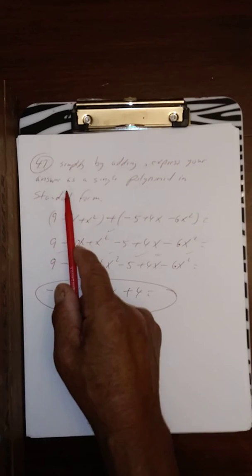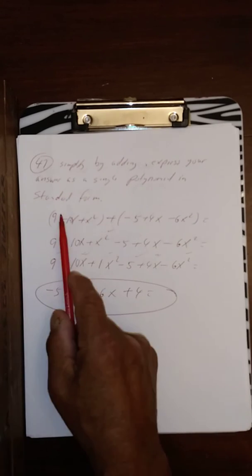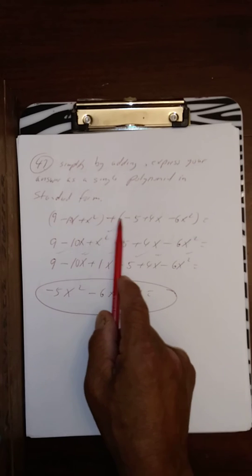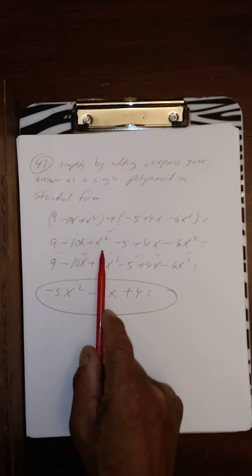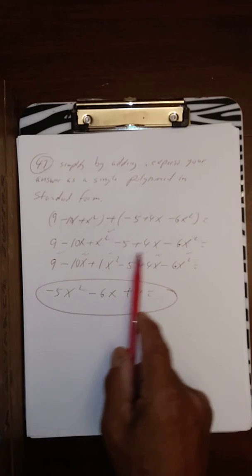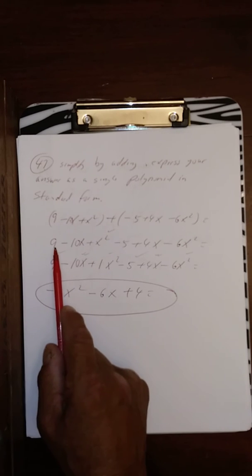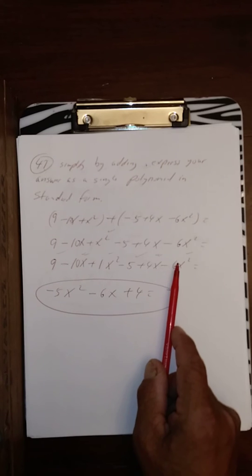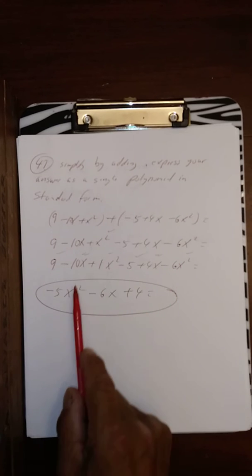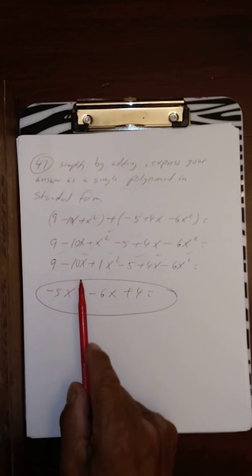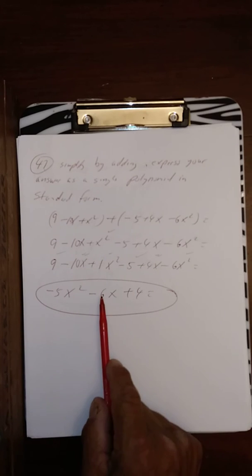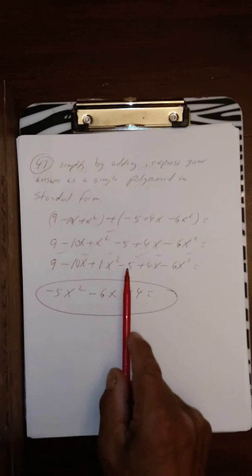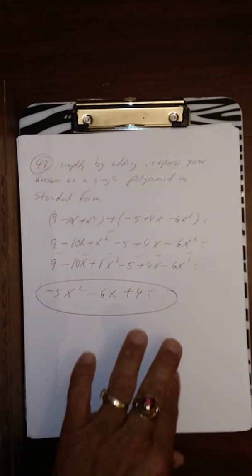Simplify by adding. Express your answer as a single polynomial in standard form. So this is a plus, just write it out without parentheses. And then we have squares and squares. This is what we have here. The square and the square is going to give you negative 5x squared. The x and the x is going to give you negative 6x. And then the 9 and the minus 5 is 4. Yes.